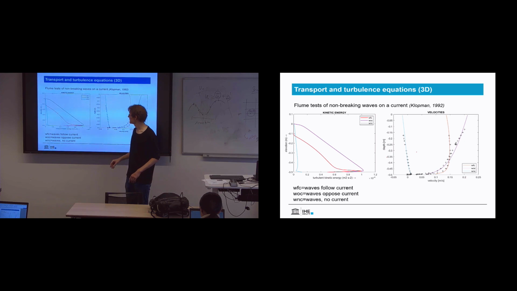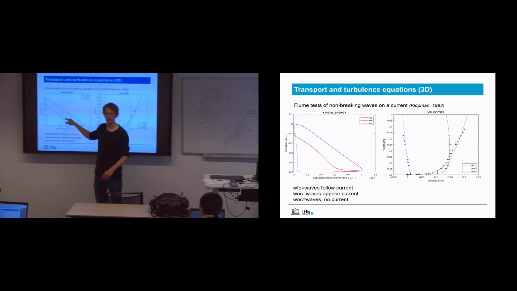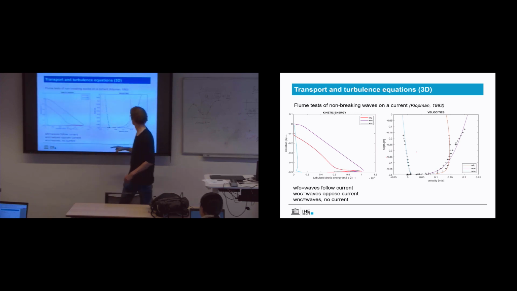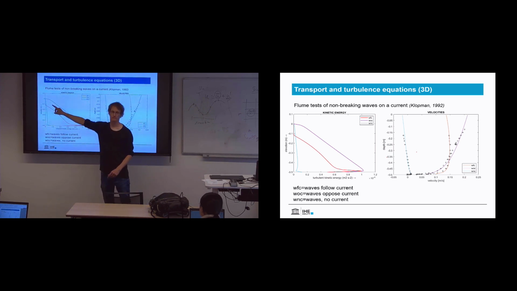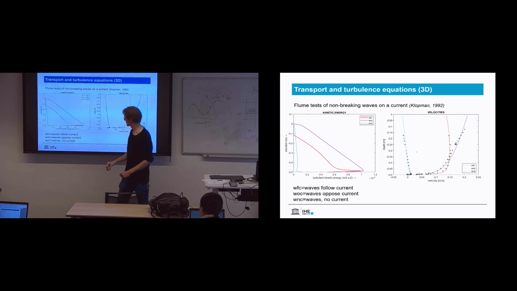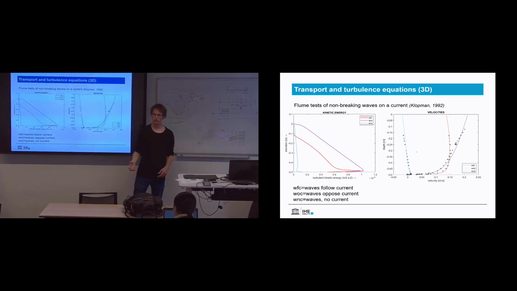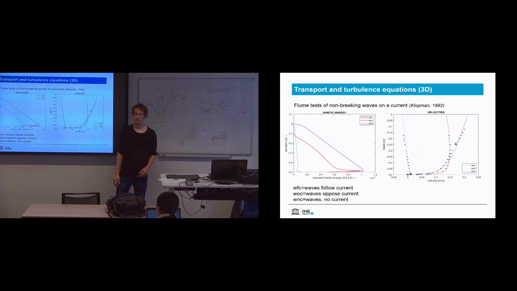Here you see that you have hardly any vertical velocity shear, so that results in a lower kinetic energy. And here you see that you have a changing velocity over the depth, so you have more kinetic energy. So this illustrates the dynamics that you get when you start to model turbulence and which effect it has on velocity profiles. So it matters.